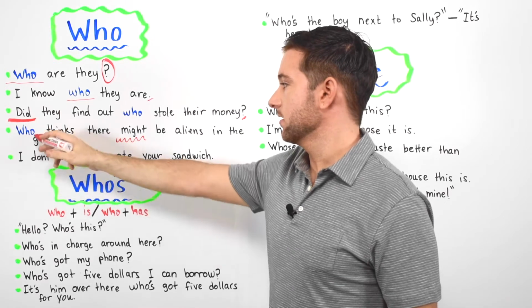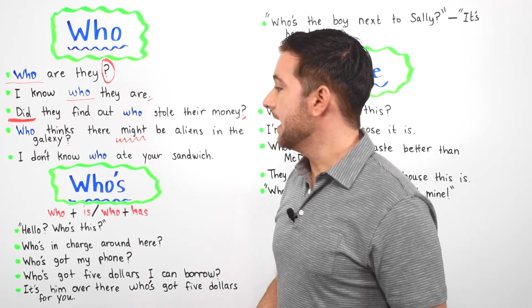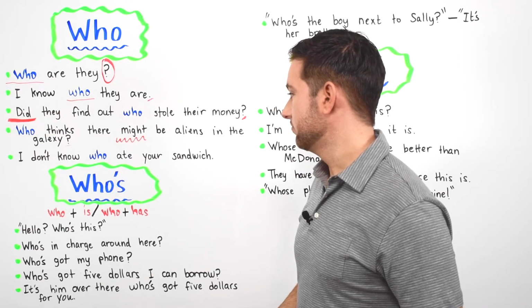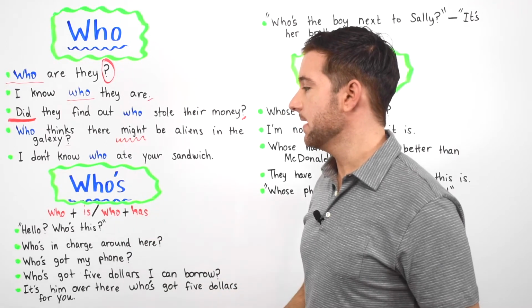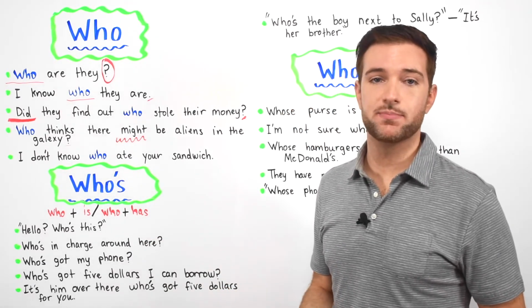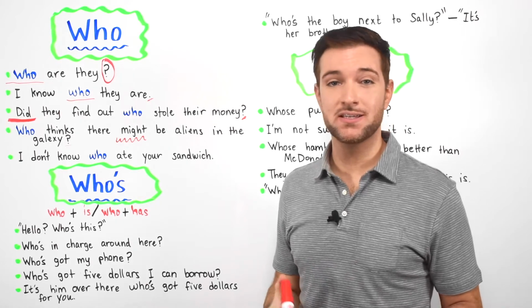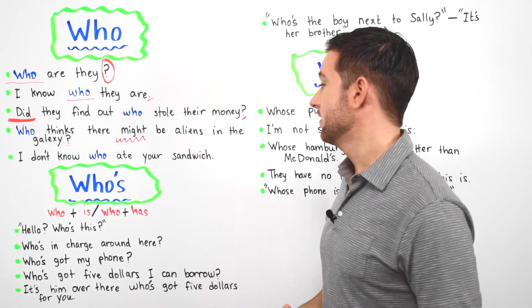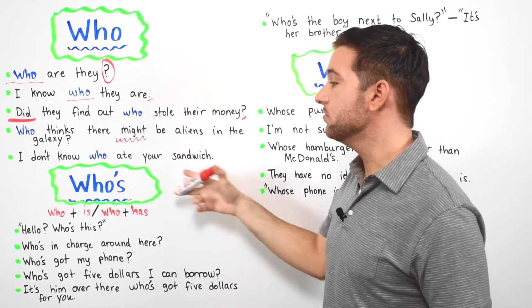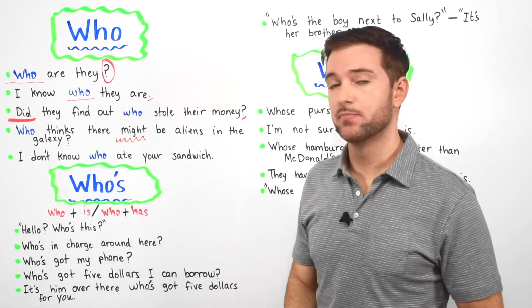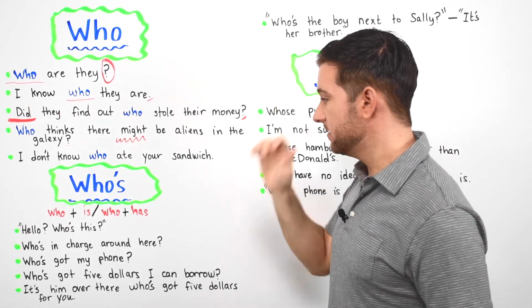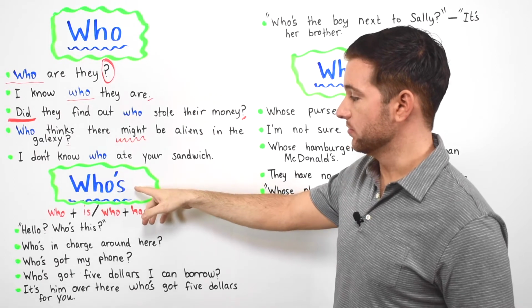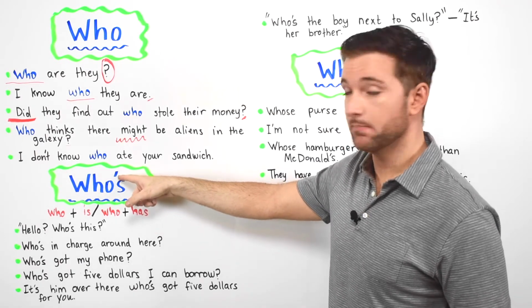Again, question mark, who? And finally, I don't know who ate your sandwich. Okay, just simple matter of fact, you don't know the name of the person, you don't know who it is exactly, you don't know who ate that person's sandwich. I don't know who ate your sandwich, okay? All right, guys, let's go ahead and continue. We're now going to look at the word whose, okay? Whose with the apostrophe here.